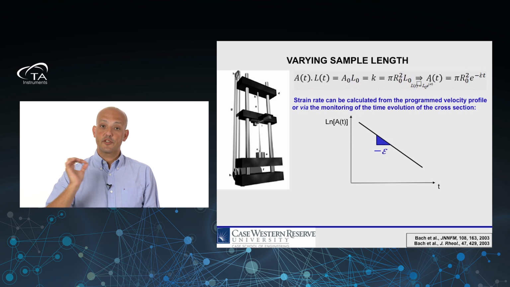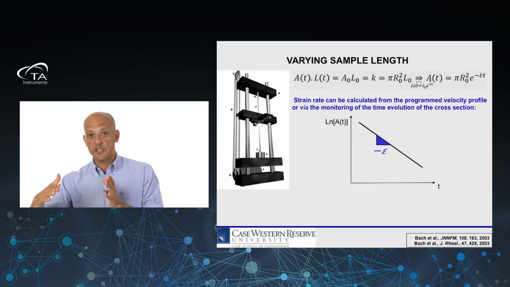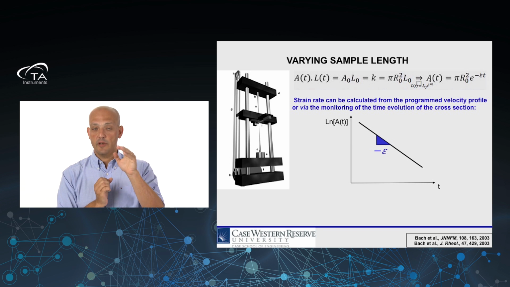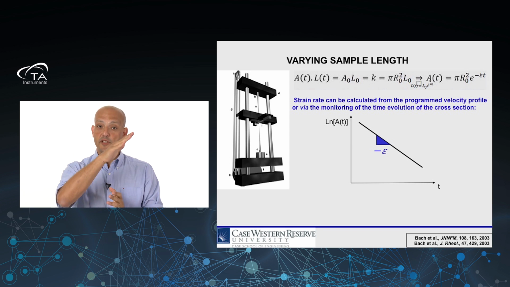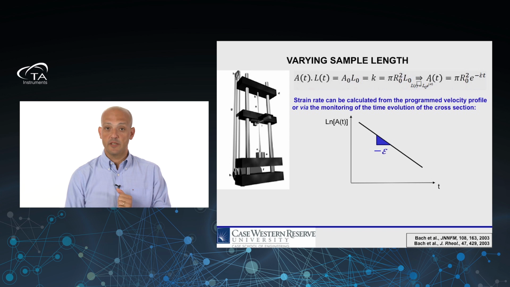So this strain rate can actually be programmed into the velocity profile or via the monitoring of the time evolution of the cross-section. Because now if the area decreases exponentially in time, if we plot the logarithm of the area as a function of time, we will have a straight line, and the slope of that line will be minus epsilon dot.